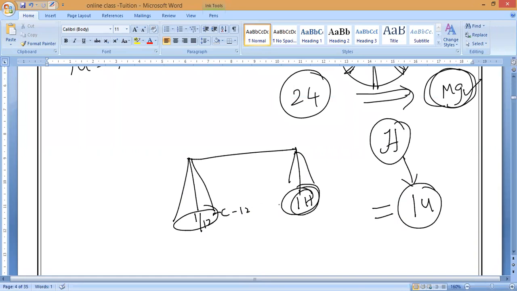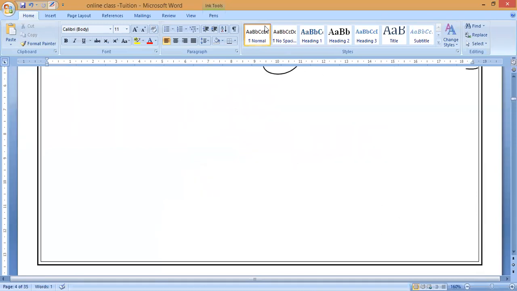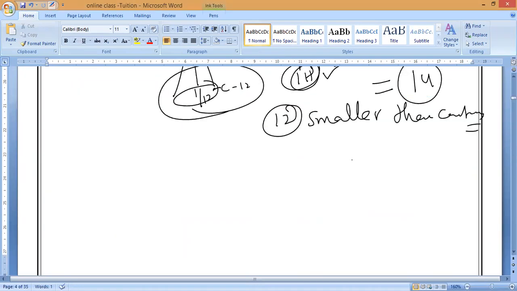So here, the hydrogen atom is how many times smaller than the carbon? 12 times smaller than the carbon. Do you understand, guys? Everybody? Yes, sir. I hope all understand. Is it yes or no? Clear, everybody?